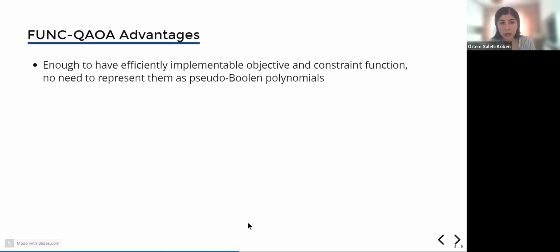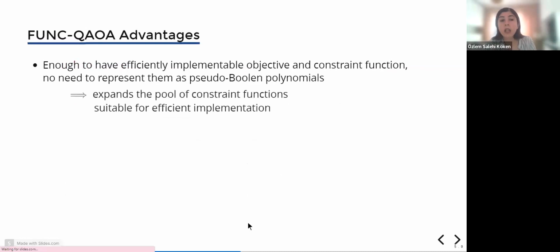Now, what are some advantages? You don't need this QUBO representation or Ising model representation at all. It's just enough to have efficiently implementable objective and constraint functions. And this also expands the pool of constraint functions. Why? Because there are some constraint functions which are not efficiently implementable by the current state-of-the-art method, but they are indeed efficiently implementable using this approach.